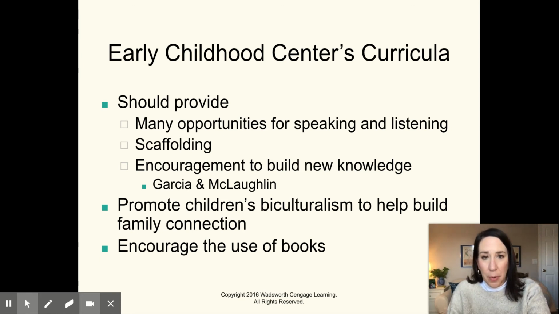Always encourage the use of books. There's never any time when you should not be encouraging the use of books with children.